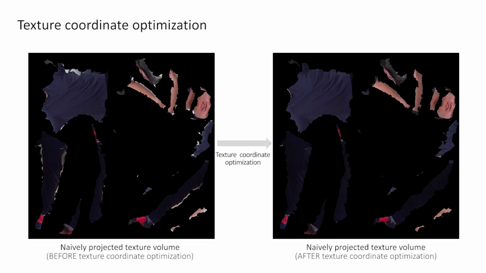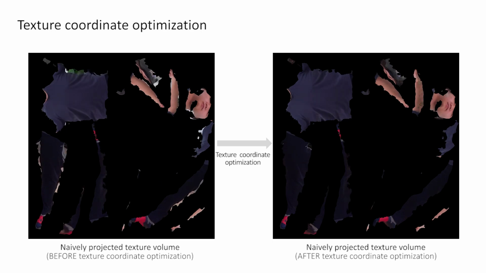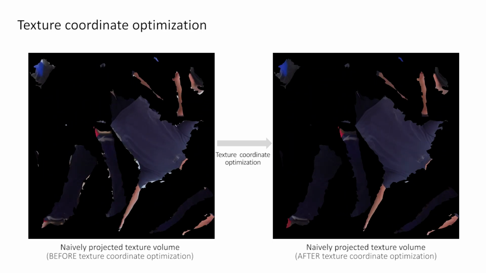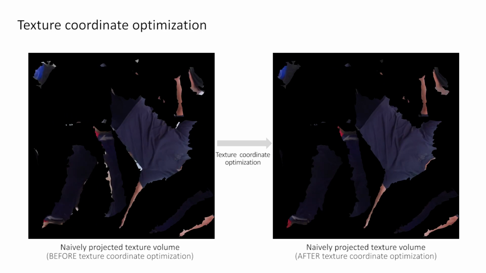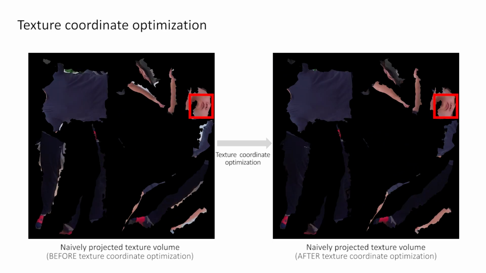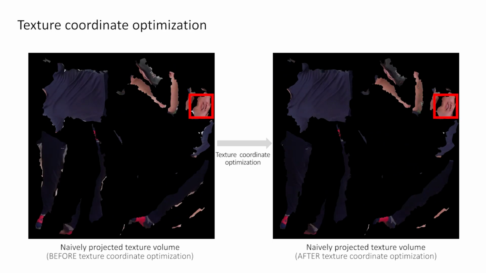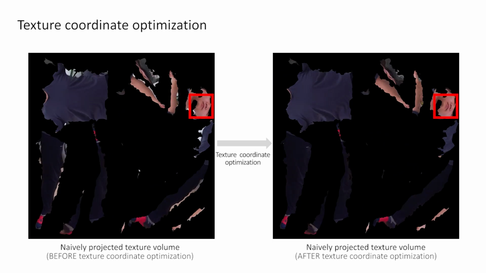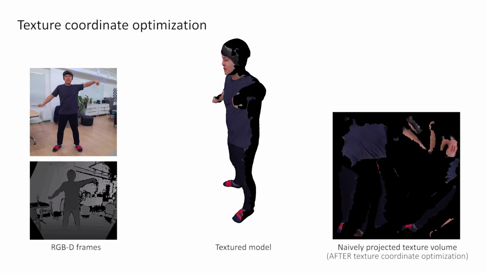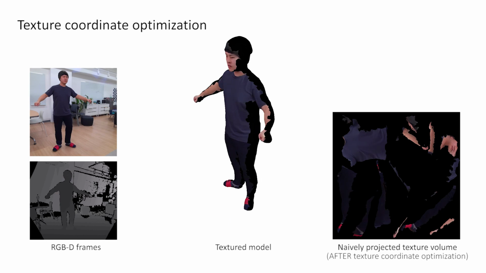To resolve texture drifts on a dynamic mesh, we present an accelerated approach to optimize texture coordinates for the template mesh on all input images. After texture coordinate optimization, we can see that the textures are more consistent among different frames. Consequently, the dynamic mesh has more stable textures on the visible regions in the input frames.